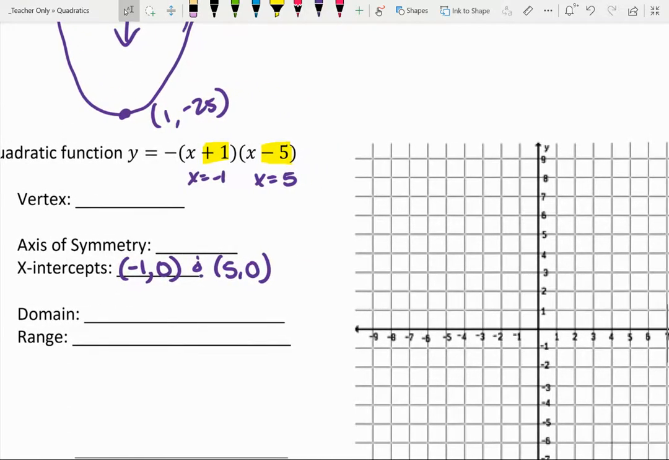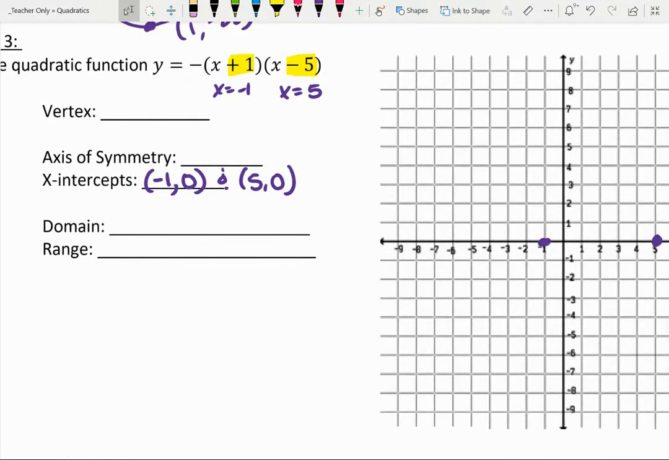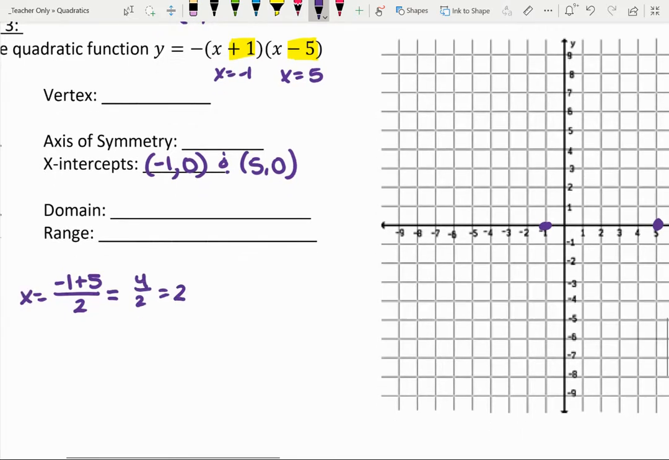And again, I just like to start with those on my graph so I can see where everything else is going to be hanging out. So I need to find my vertex. My vertex will be exactly halfway between those. So negative 1 plus 5 divided by 2. Negative 1 plus 5 is 4, and 4 divided by 2 is 2. So I have an x-coordinate of 2.